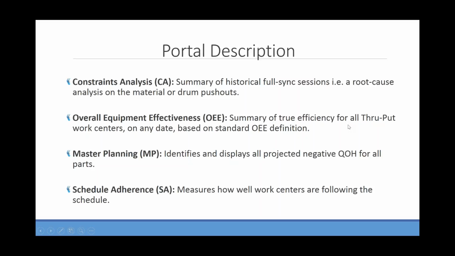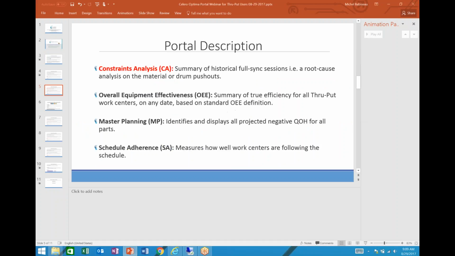And finally, schedule adherence. It measures how well work centers are following the schedule. We get caught in every other implementation of throughput where the company thinks that they're using the software well, planners are creating a great schedule, but we're not really tracking how well the shop floor is executing those schedules. So that's what the schedule adherence tool provides. So you'll all see that in a second. So let's dive right into it and start with the constraints analysis, okay?